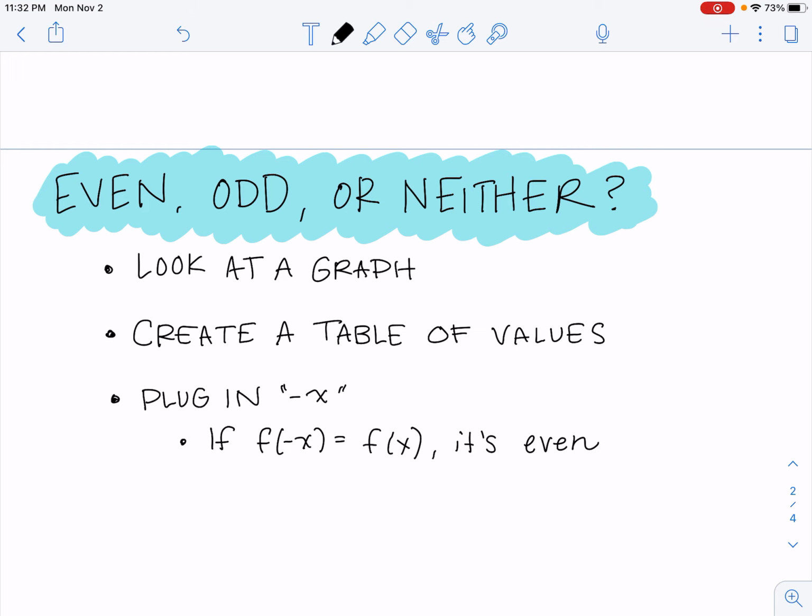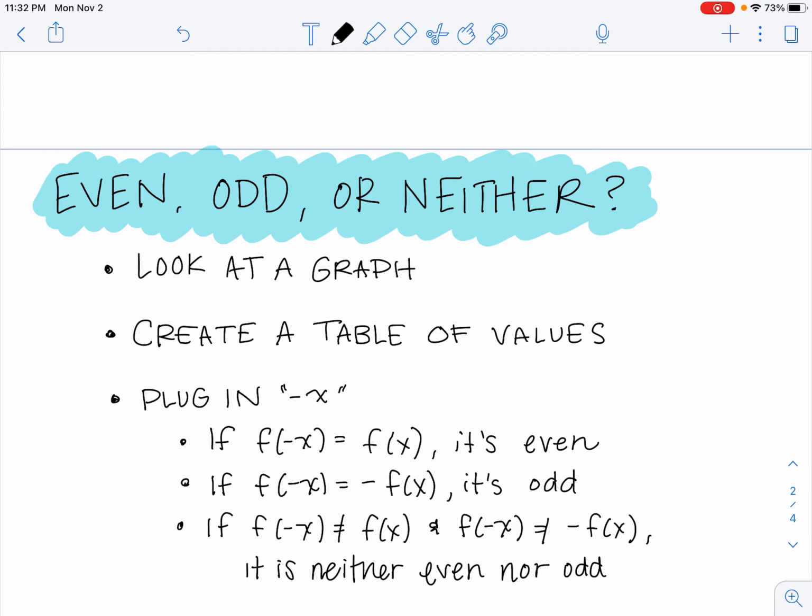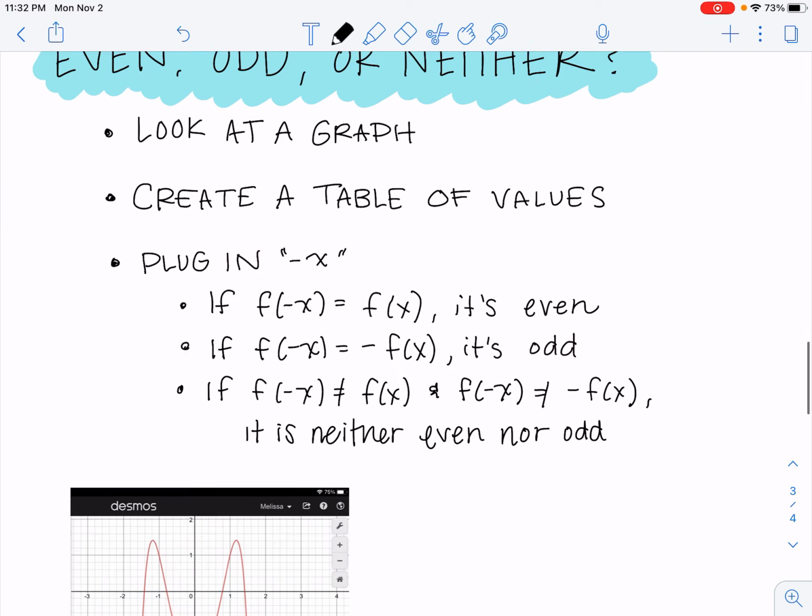If when you plug in the opposite of x, you get back out f of x, it's even. If when you plug in the opposite of x, you get the opposite of f of x, it's odd. If you plug in negative x and you get back out negative y, it's odd. And then if you plug in negative x and you don't get f of x and you don't get the opposite of f of x, then it's neither even nor odd. So let's take a look.